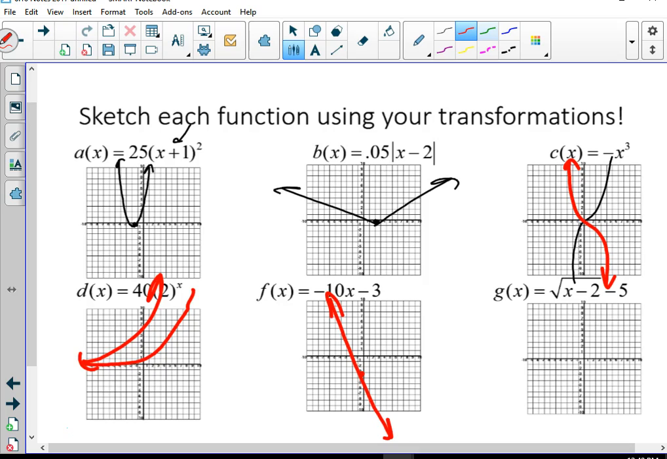Now, two things are happening to this vertex. What's happening first? What's this going to do to it? Right, left? Right? No, right is opposite. So right 2, down 5. So instead of being here, it's going to go right 2, down 5, which is right here. And then it's just going to do that little curvy thing like that.